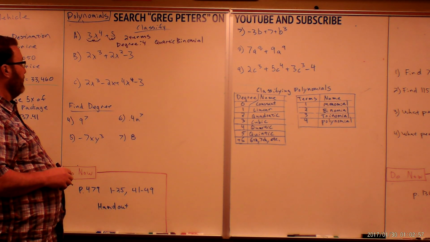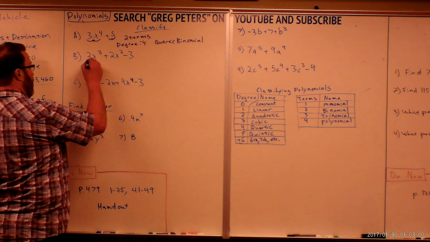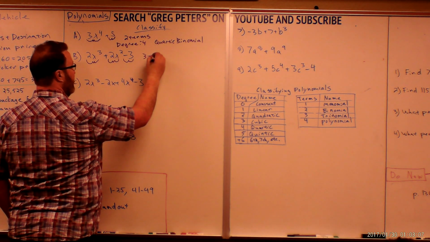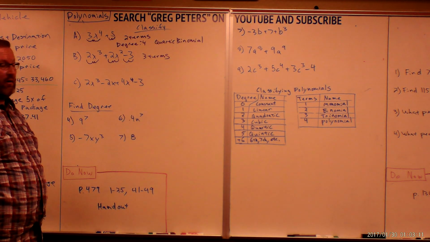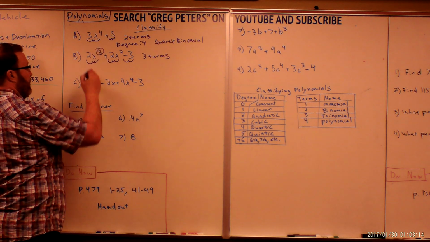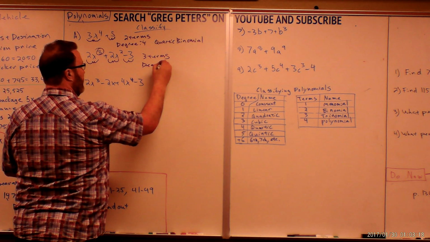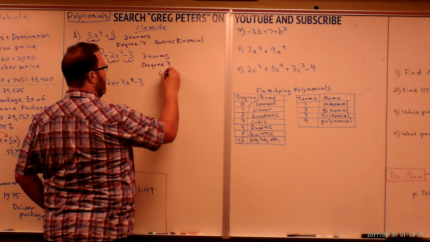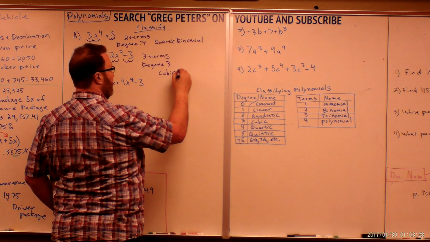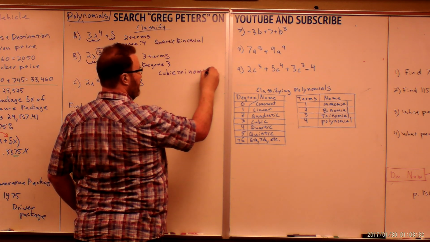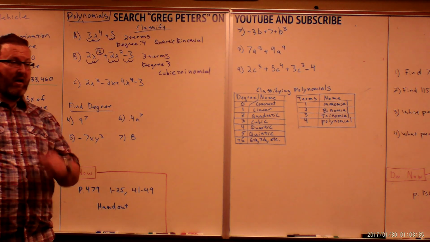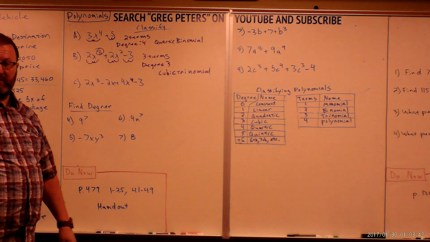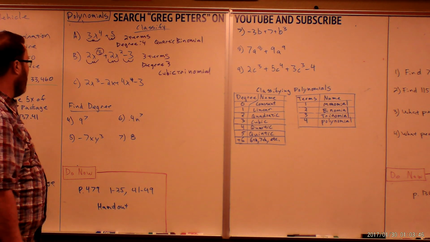How many terms do we have here? 1, 2, 3. So we have 3 terms, right? Now what's our highest degree here? 3. So our degree is 3. Okay, so what do we call this thing? Okay, so cubic. And then we're 3 terms. Any questions? No difficult math, right? There is no math. It's just a matter of looking at what your degrees are and then how many terms you have and classifying it, right? Until we get to standard form.